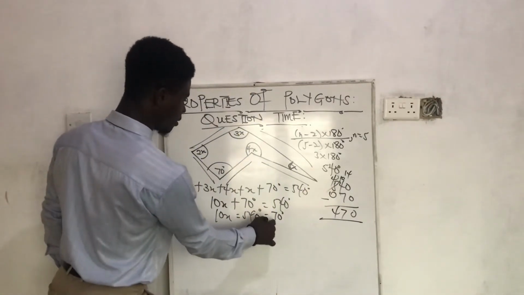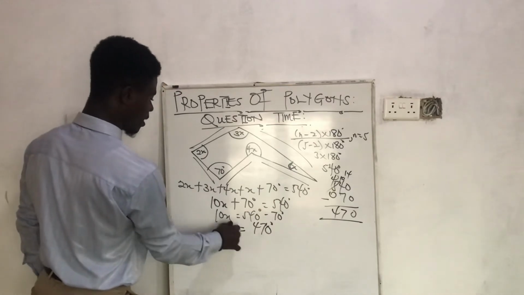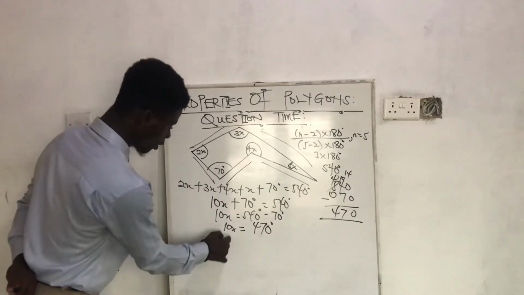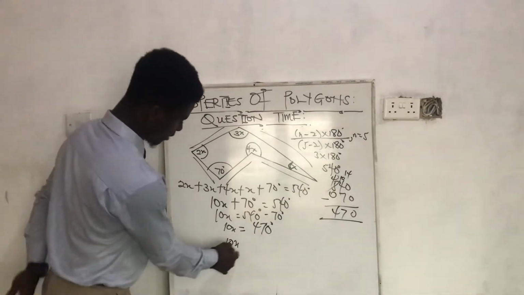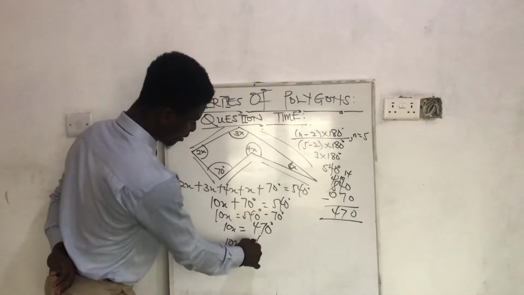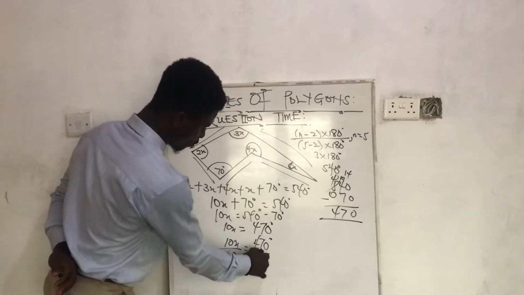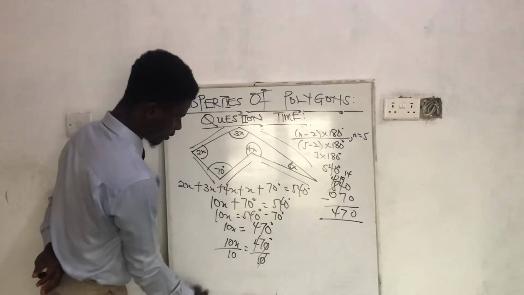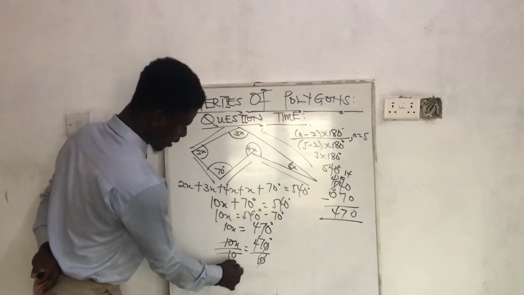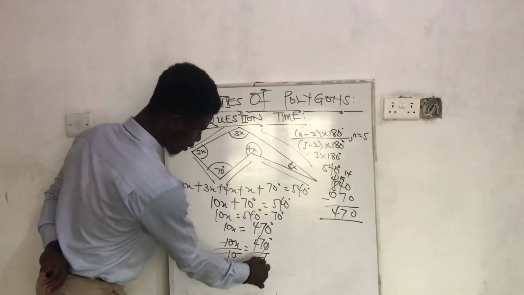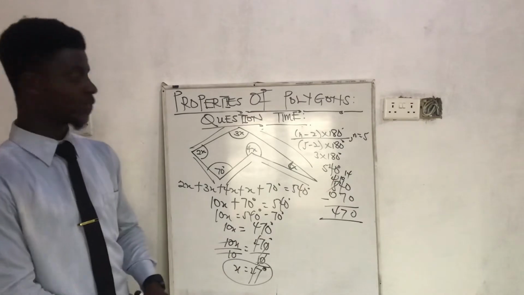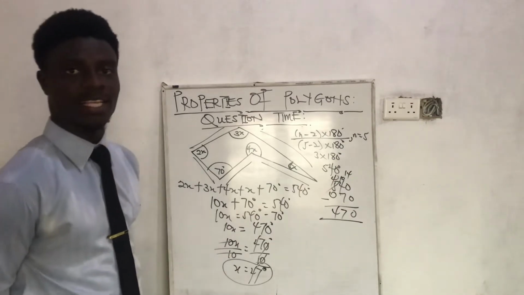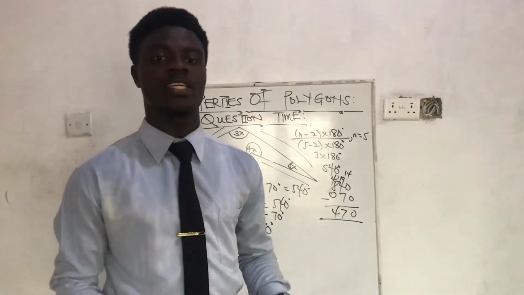470 degrees equals 10x. So now we divide both sides by the coefficient of x, which is what? 10. So I divide here by 10. Then 470 degrees all over 10. 0 cancels 0. So I get x equals what? 47 what? Degrees. 47 degrees. So it means that the value of x is 47 degrees.